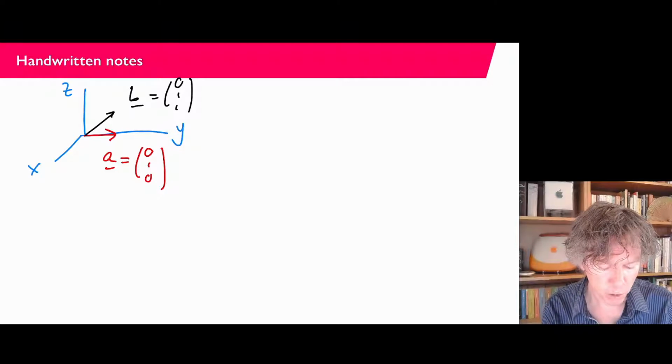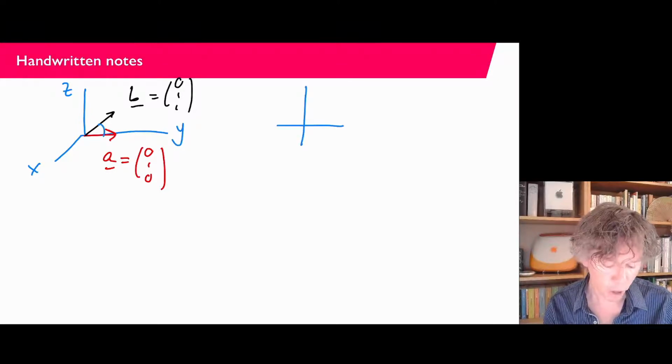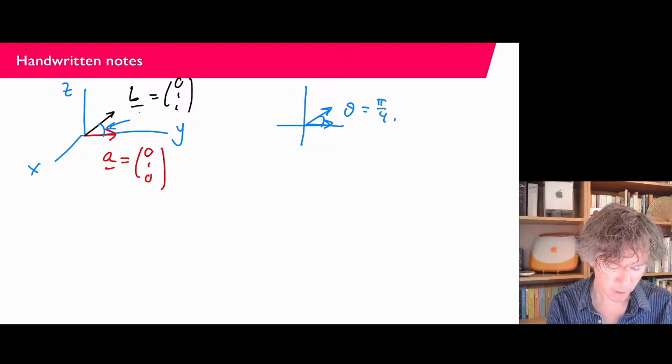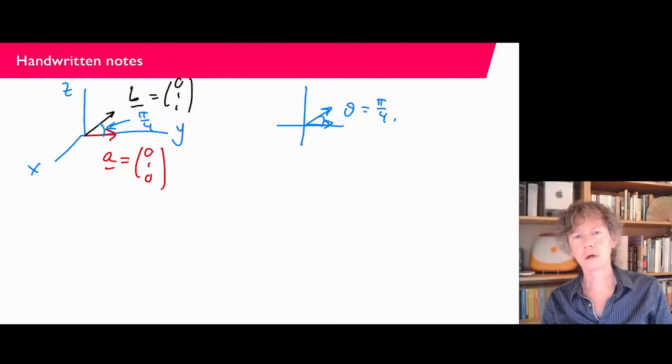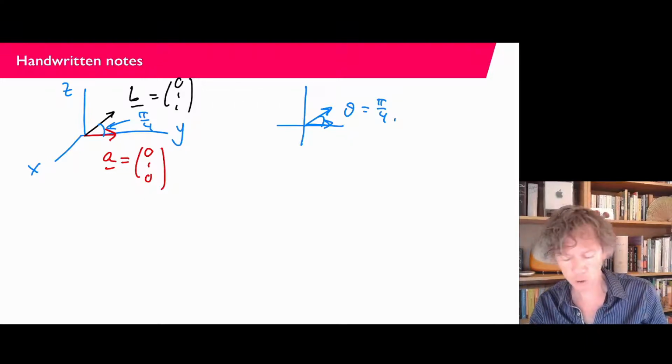And I know the angle now. The angle between them, I can just read it off in the graph. That is the same as if you were in the normal xy plane and you would have this vector and this vector. Then you see that this is a 45-degree angle. So we know that theta equals pi over 4. So the angle here is pi over 4. I want to check whether my formula also gives this.